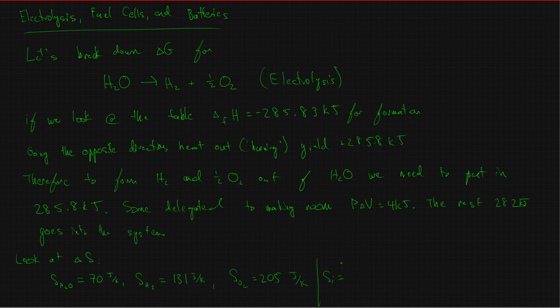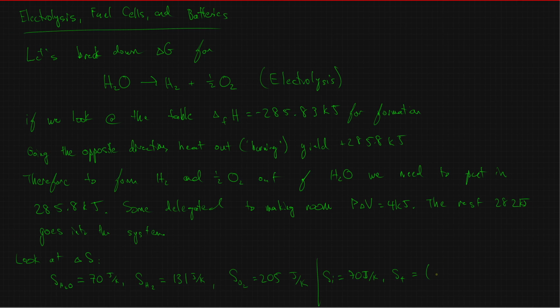So our initial entropy would be what? It'll be this guy right here, right? It's the hydrogen. We're starting off with hydrogen, turning it into these two. So this would be 70 joules per Kelvin. The final would be the sum of these two.